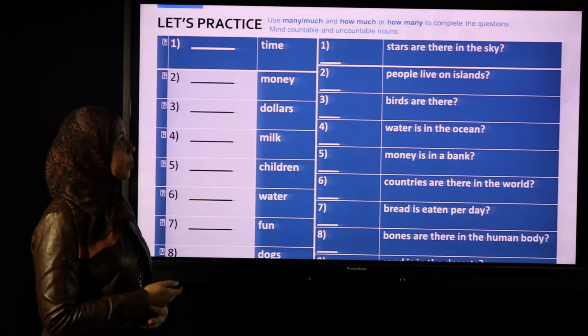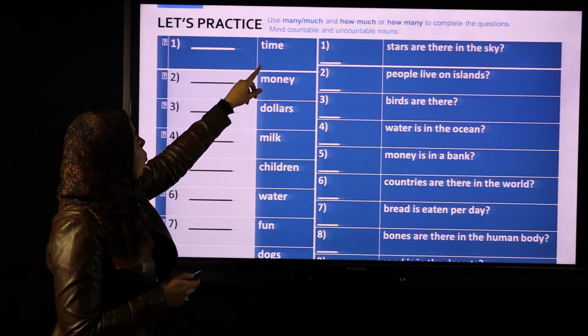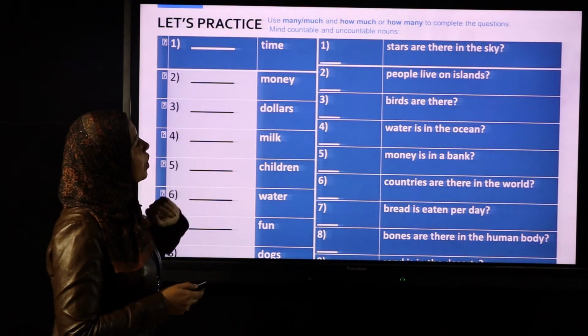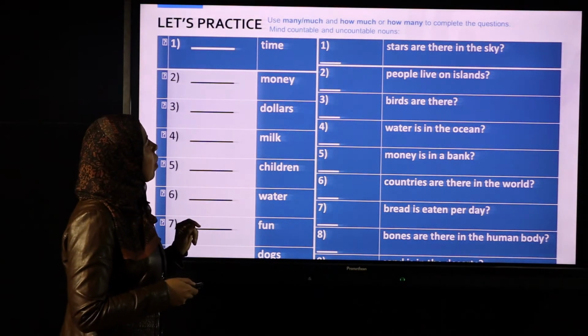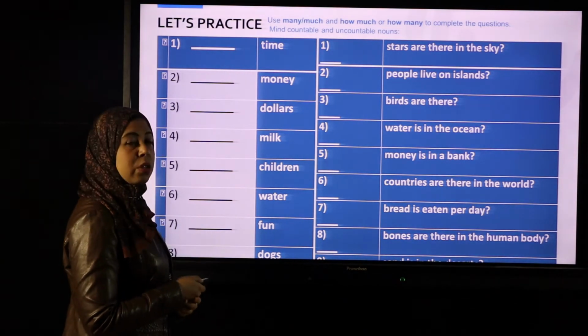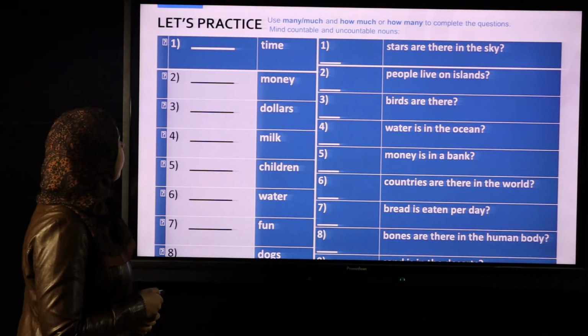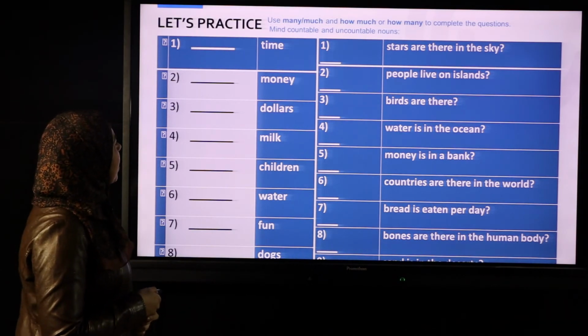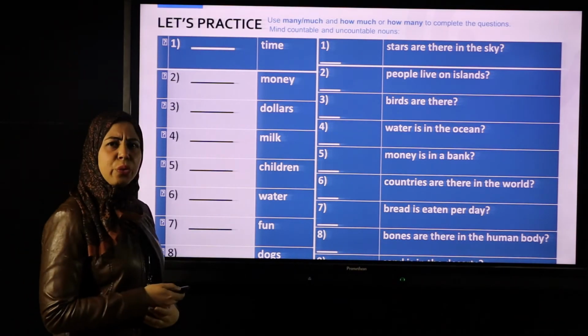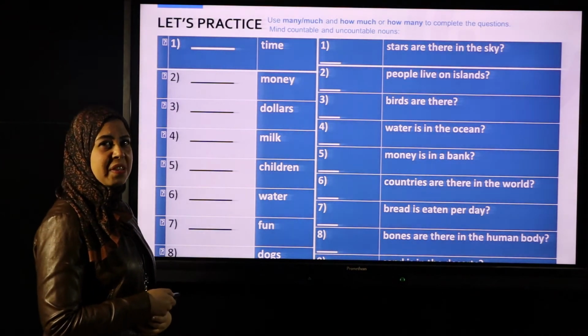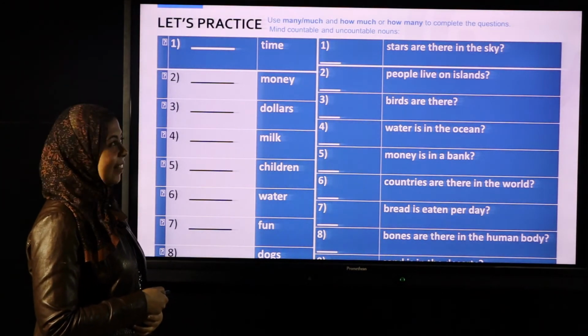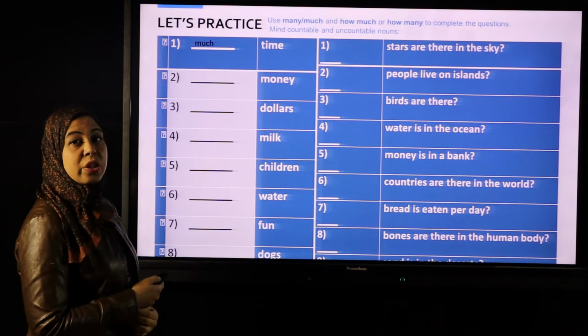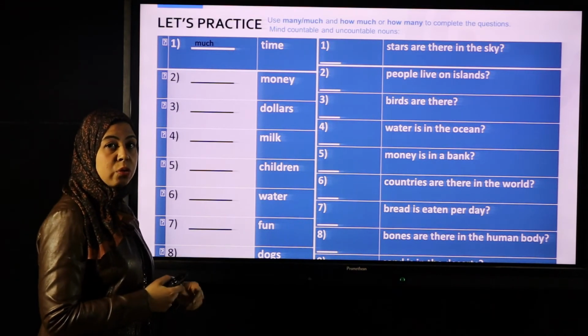Now let's practice. Use many or much, and how much or how many, to complete the questions. Mind countable and uncountable nouns. Number 1, space, time. What should we use with time? Can you tell me the answer? Yes, it's much time, because I cannot count time.